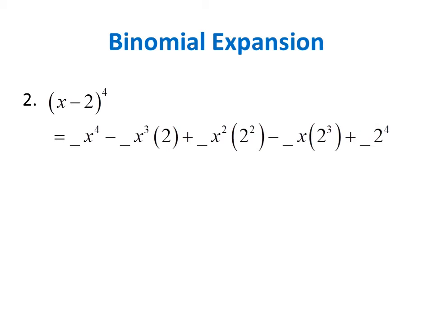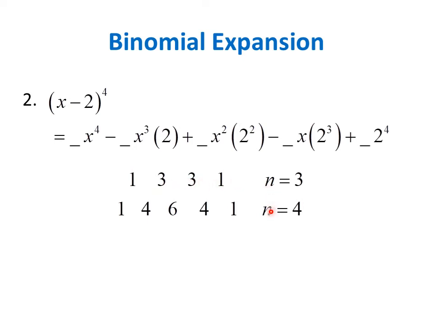Okay, so third step, we have to insert the coefficients of the terms. So from the Pascal's triangle, we know that the line for n equal to 3 consists of the numbers 1, 3, 3, 1.